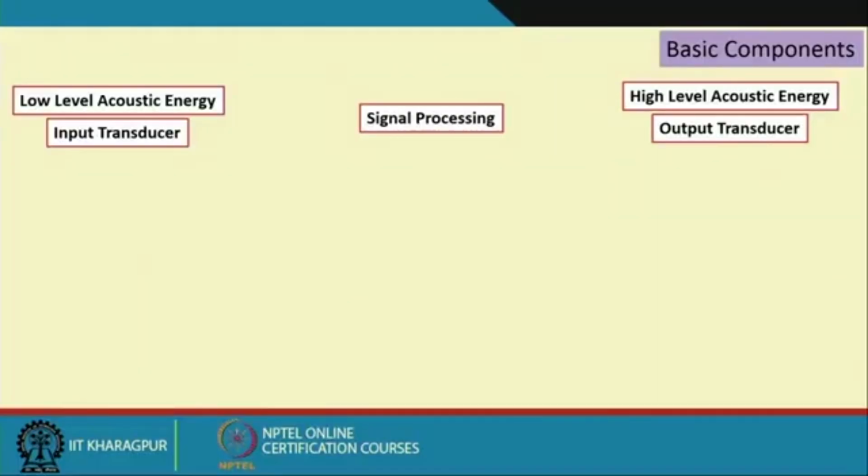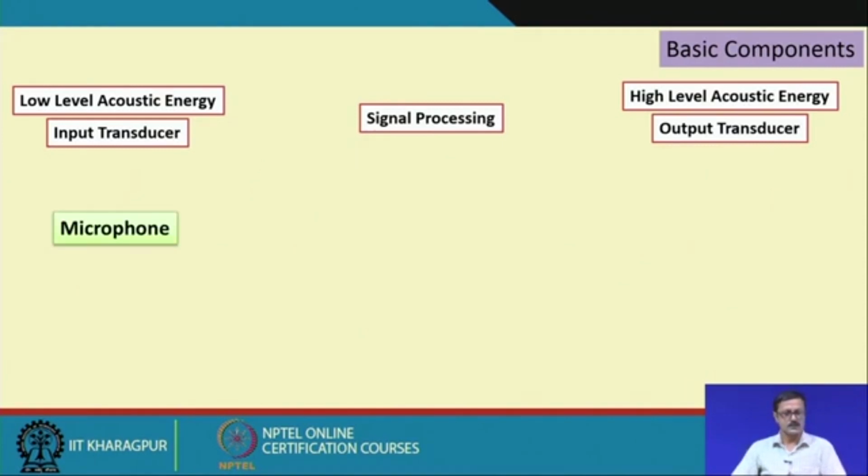So, if I see in this particular slide, I have classified this system into three major parts. Initially it is a low level acoustical energy, which is provided by some kind of performance or maybe some kind of speech, which has to be taken into some kind of input transducer, and then that acoustical energy has to go through some kind of processing, which is called the signal processing, and then the high level acoustical energy has to reach the audience through some kind of output transducer.